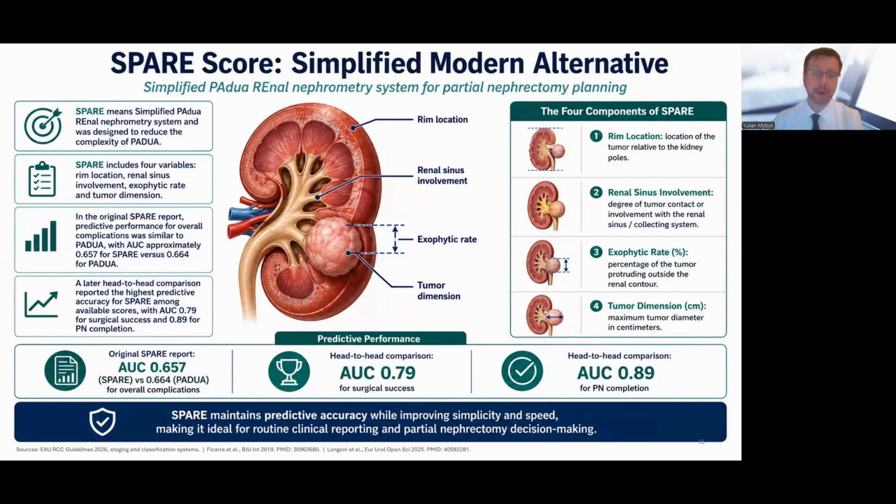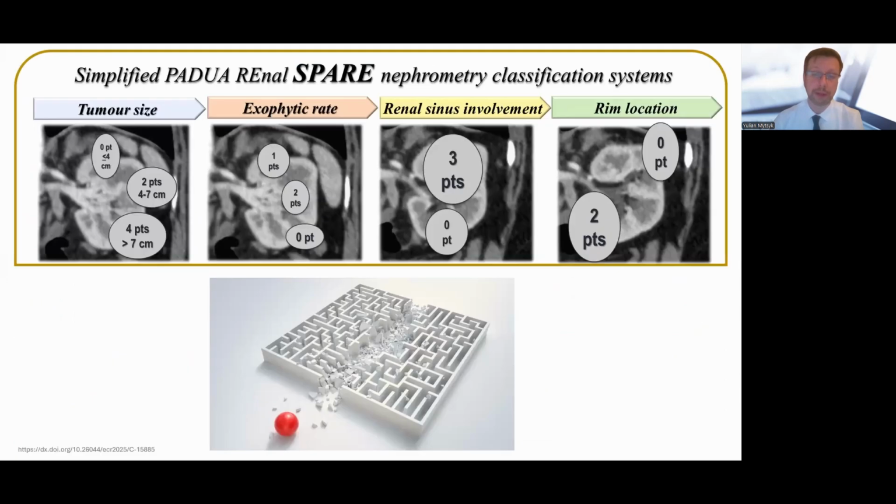The next system is SPLIT. The SPLIT is a simplified PADUA-derived score. It may be useful because it's easier and faster to apply while still preserving predictive value. However, it's less historically established than RENAL or PADUA, so its adoption depends on local team familiarity. This system focuses on 4 practical parameters: rim location, renal sinus involvement, exophytic rate, and tumor dimension. This makes it attractive for routine use because it keeps the most clinically relevant features and reduces the reporting complexity.